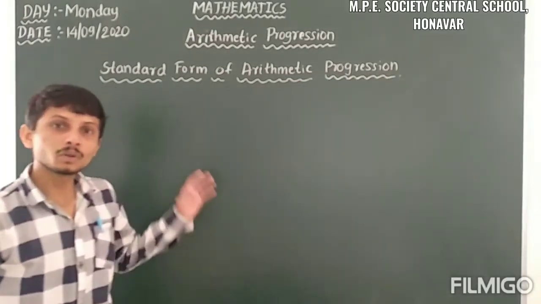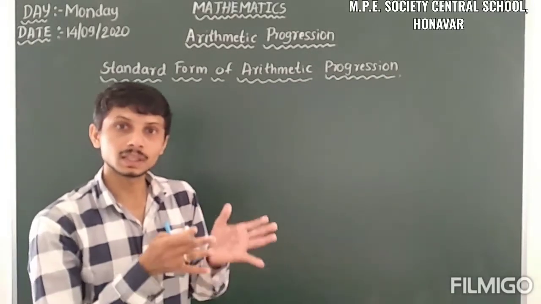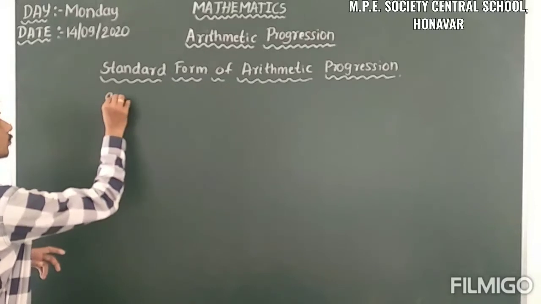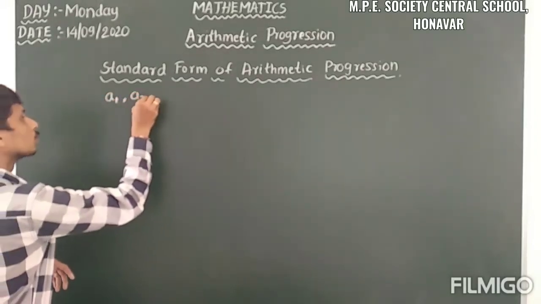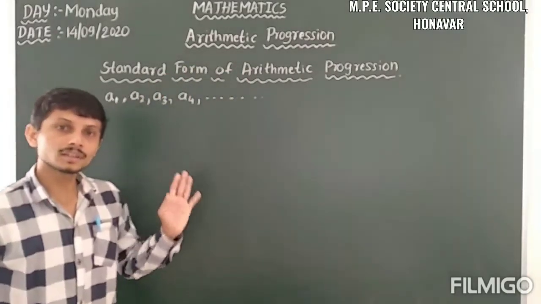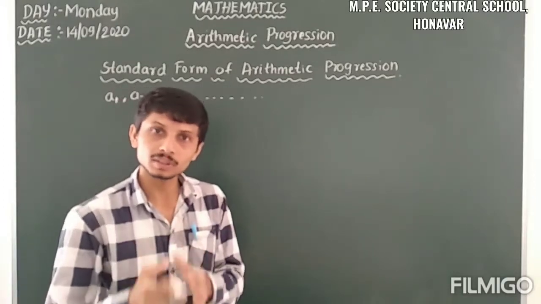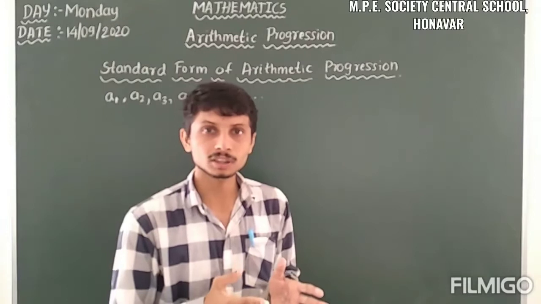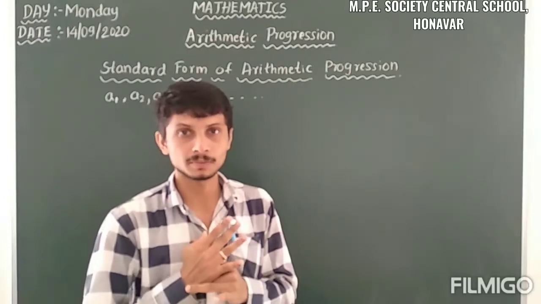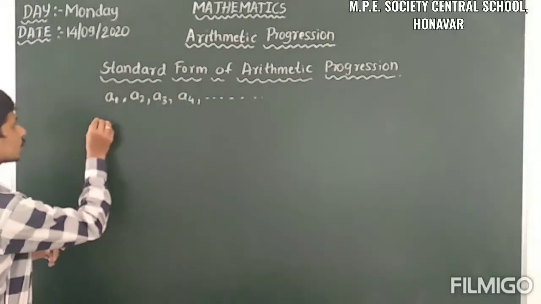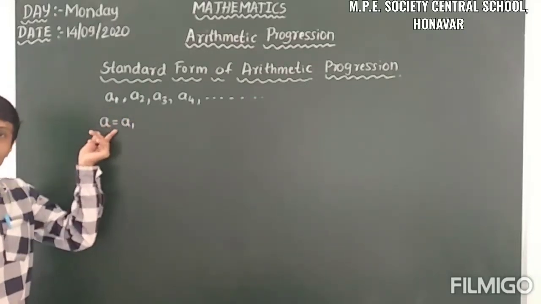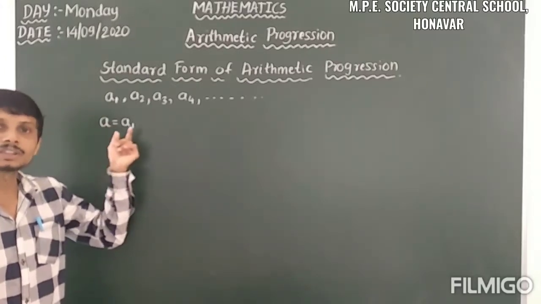So we know the previous standard form, that means A1, A2, A3, A4 and so on. Here we have to know the first term and the common difference. That means in an arithmetic progression initially we have to write what is the first term and what is the common difference. So the first term is A is equal to A1.